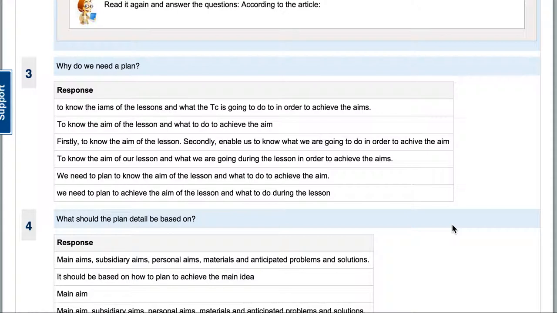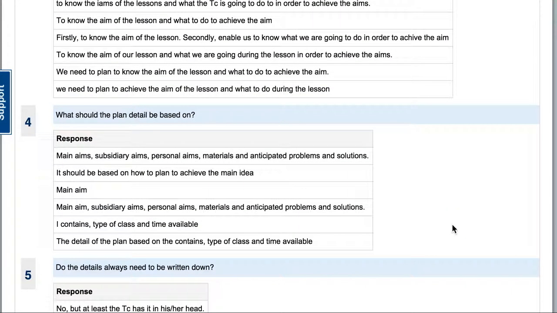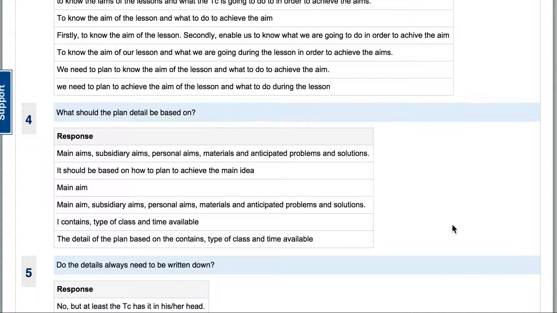Question 4 says, what should the plan detail be based on? And your ideas again are absolutely fine, but I think in the article it actually stated you should focus on what you want your students to be able to do. And I think that maybe is something which in the past I had a problem with, that I thought more about what I was doing as a teacher and less about what the students were doing to help them learn.